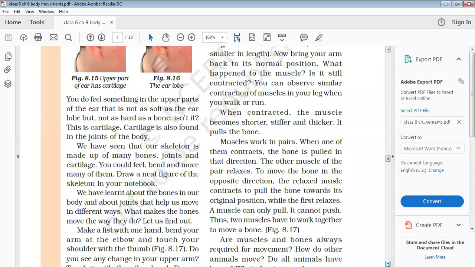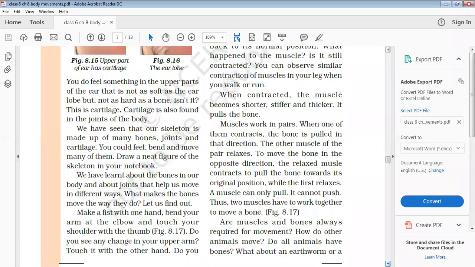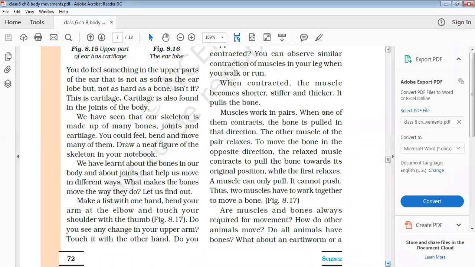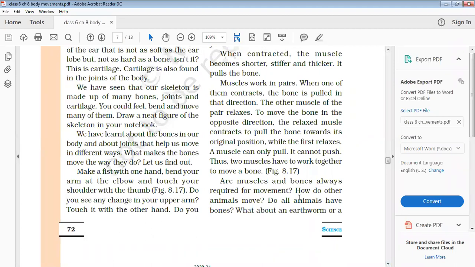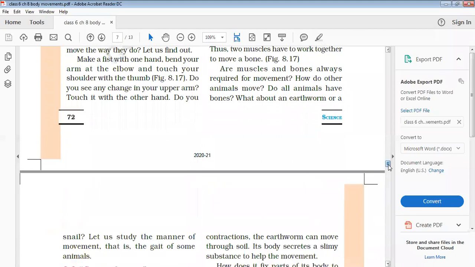It pulls the bone. Muscles and bones both are always required for movement. Muscles work in pairs. When one of them contracts, the bone is pulled in that direction and the other relaxes. To move the bone in the opposite direction, the relaxed muscle contracts to pull the bone towards its original position, while the first relaxes. This is all about the movement of the human body.